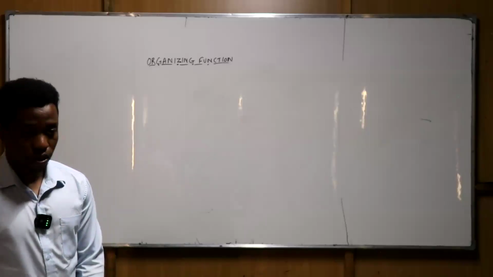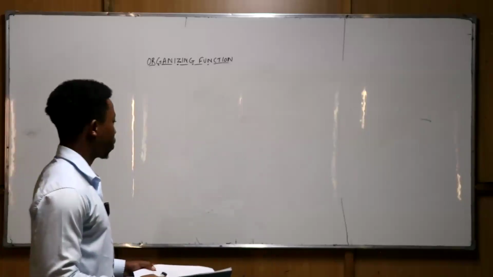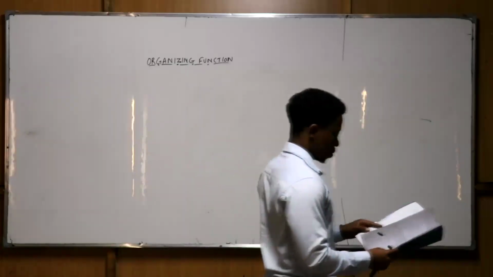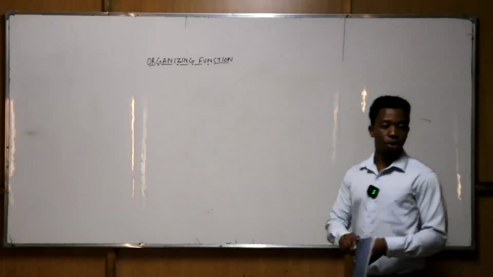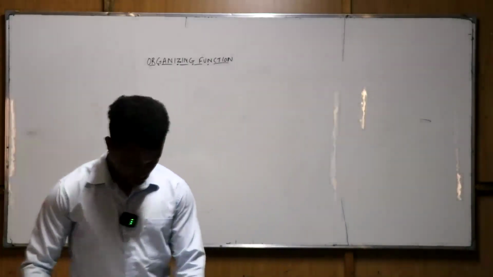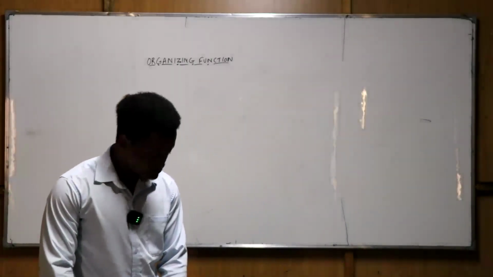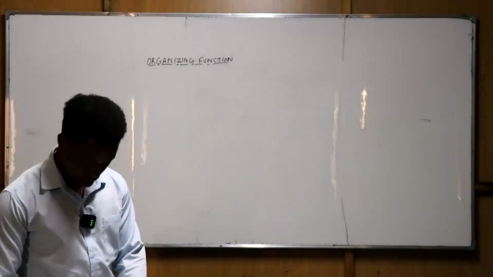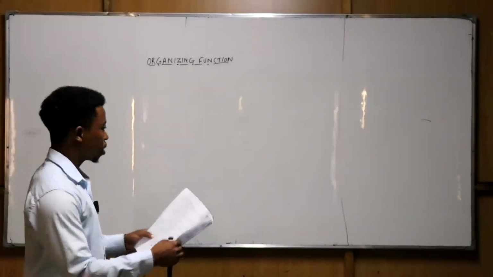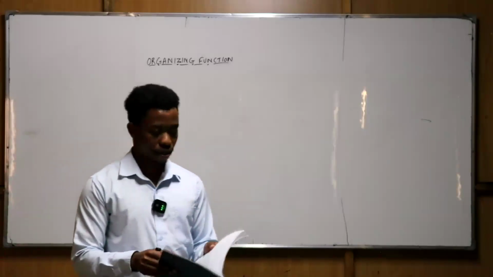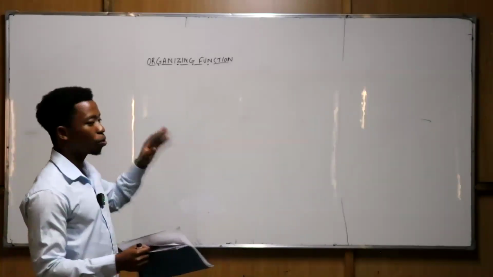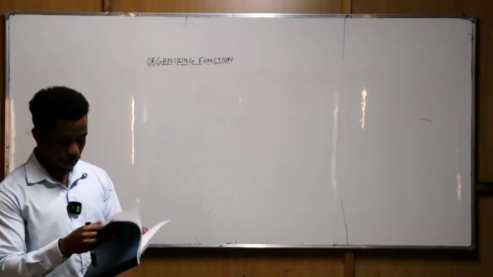Okay, so we are going to continue from where we left off, organizing function, because I didn't want us losing time. So we already talked about delayering, and we said that it is reducing the number of levels of management in the hierarchy. You remember that I did a good drawing. I believe you remember that one.